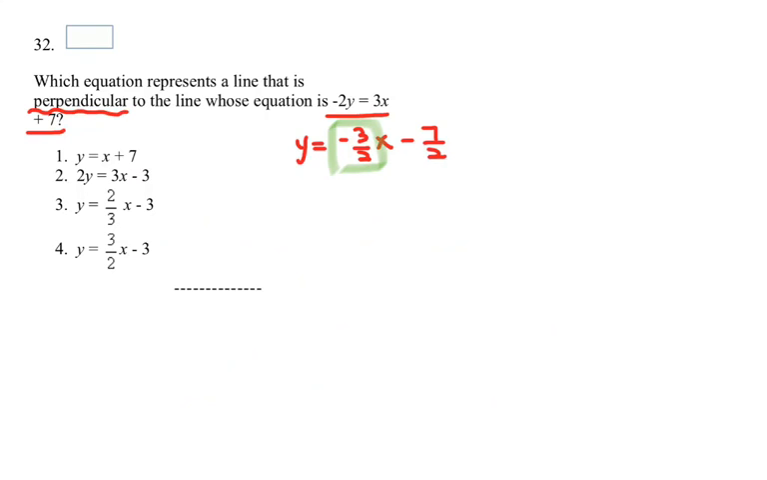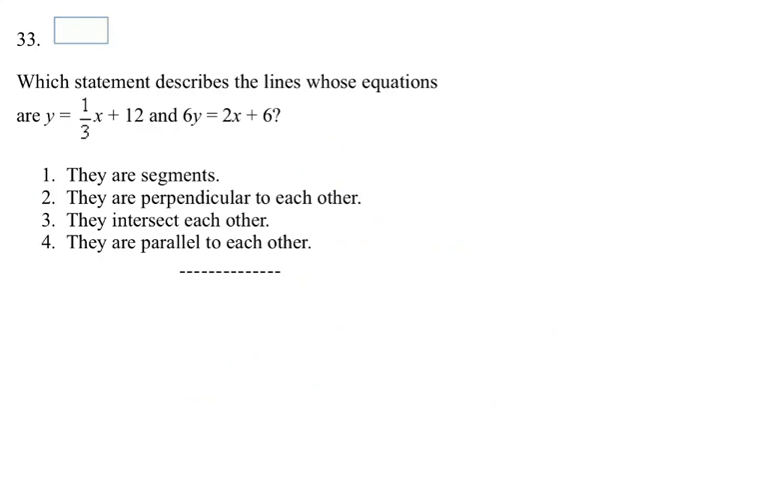What would be our new slope? Negation of negative becomes positive. Reciprocal of that becomes 2/3. So I'm looking for an equation that has 2/3 as its slope. And it seems to be choice 3 is our answer. Number 33.